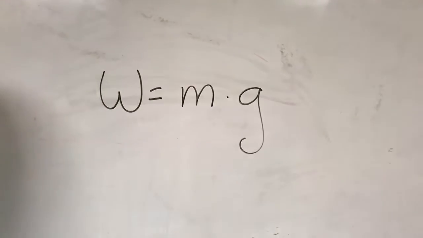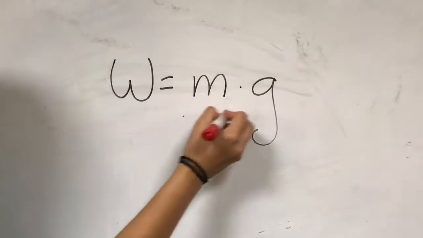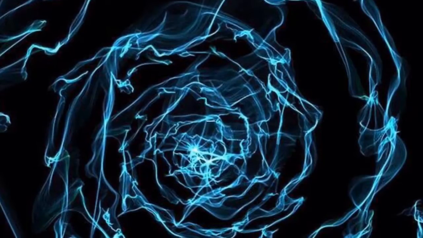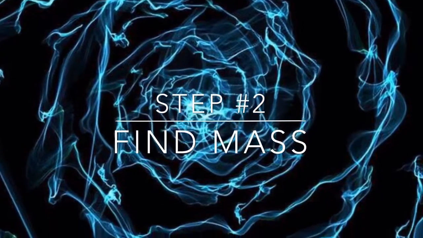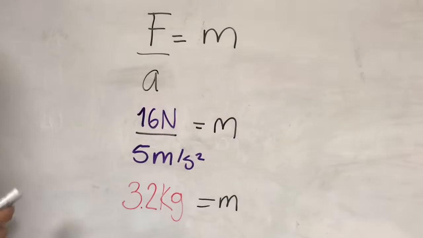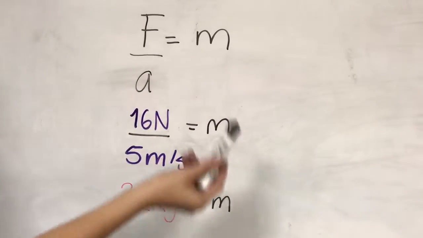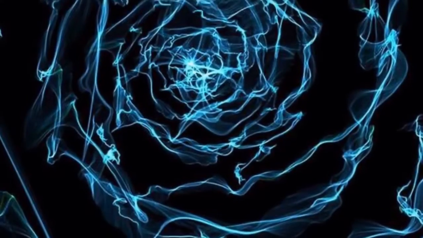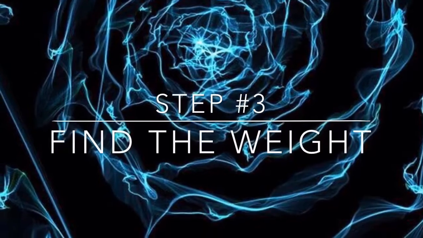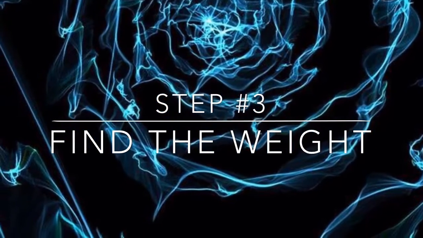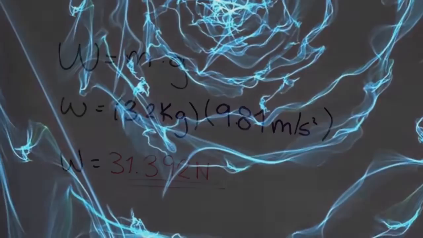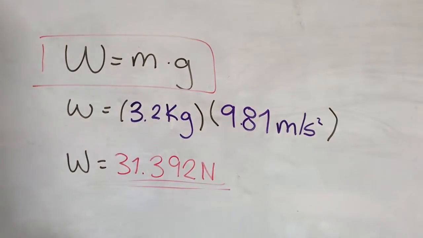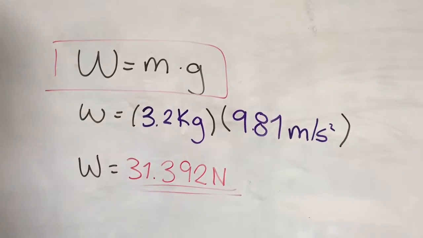This is the formula for weight. We find mass in the formula before, and then we find weight. Now we only substitute. This is the formula for weight. Now we substitute.